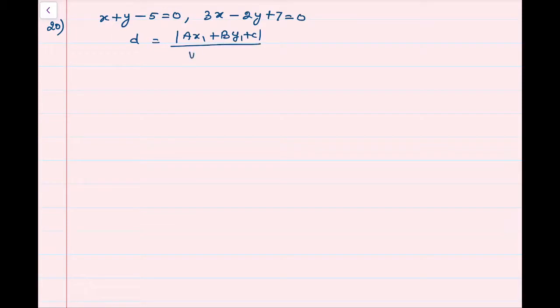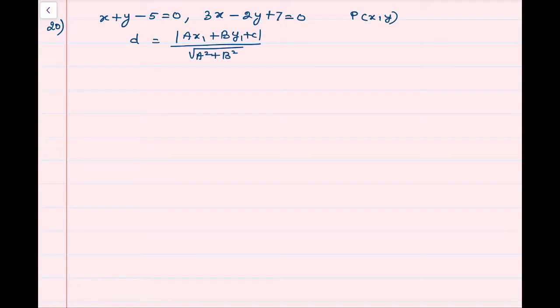Question 20. If sum of the perpendicular distances of a variable point P(x, y) from the lines x plus y minus 5 equal to 0 and 3x minus 2y plus 7 equal to 0 is always 10, show that P must move on a line. We know the formula to find the distance of a point from a line. Absolute value of a x1 plus b y1 plus c divided by square root of a square plus b square. The point P is (x, y).